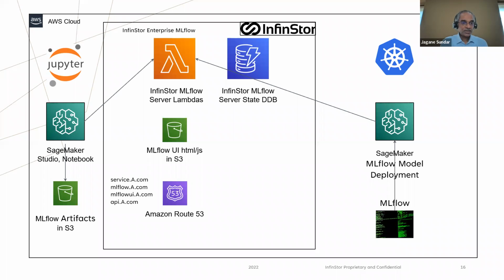So this is our architecture. On the left, you have various things like Jupyter Lab, Sagemaker, Studio Notebook. Using it, we log to a set of serverless Lambdas, which store their state in DynamoDB. Our UI is HTML and JS that is served out of S3 using CloudFront, and we use Route 53 for all the DNS entries.